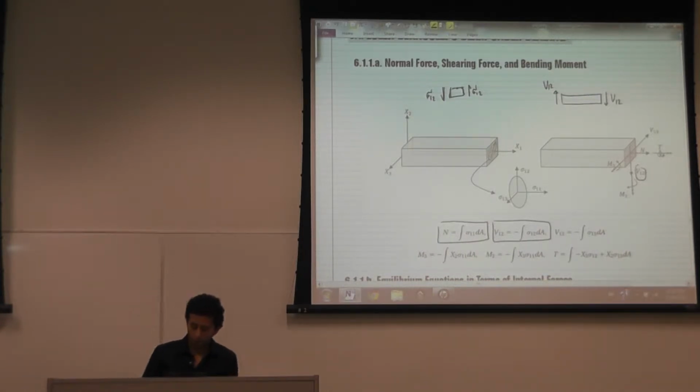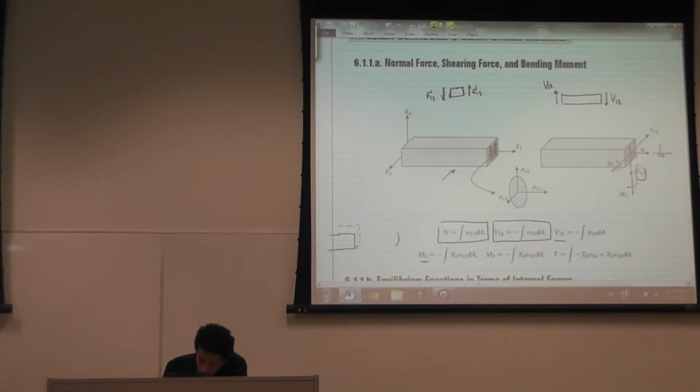And similarly, V13. And the moment, because now we're not calculating the stress at a point, we're integrating the stress along the whole cross section. Now we have what we call a moment, which is the integral. This is the cross section of the beam.